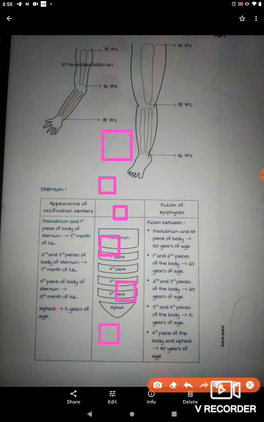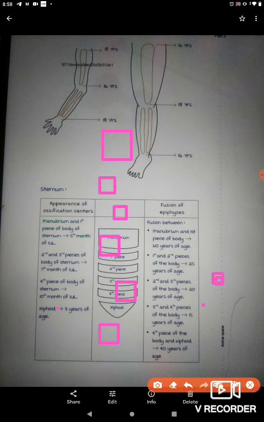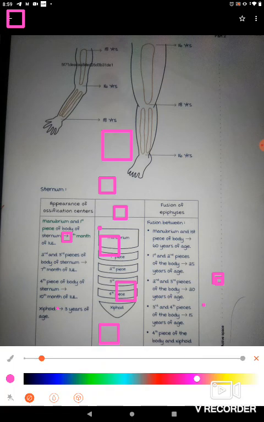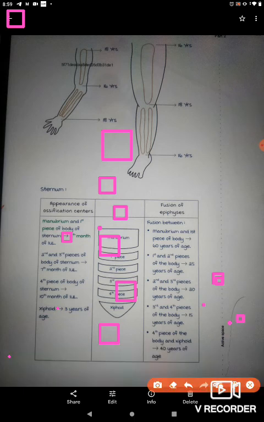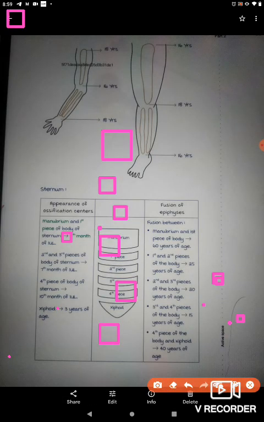We have seen already that the ossification center between the second and the third piece appears at the 7th month of intrauterine life. We have seen that at the 7th month of intrauterine life, the ossification center develops. So it is 7 months, between the second and the third piece.